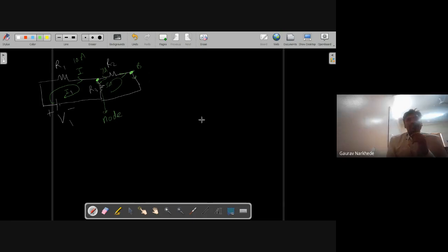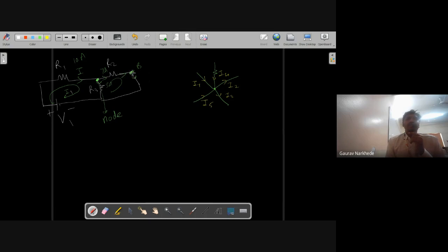Now let us consider this as a node, and let us say there are a few currents. I will name them I1, I2, I3, I4, and I5. So how many currents are there? 5 currents. So what I told is that at any node current will not stay.